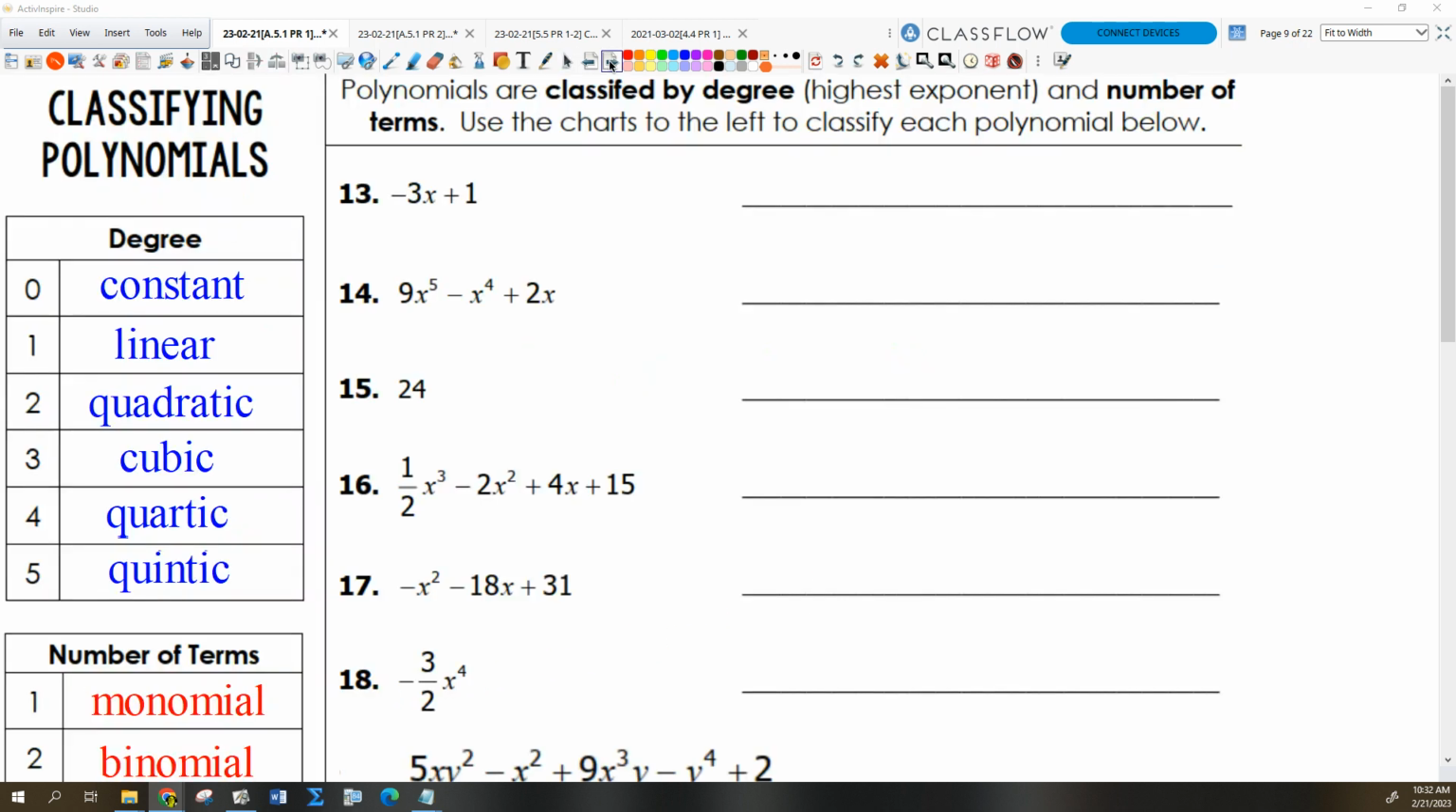Okay? All right, so next step is we've got to get a little better at describing these things. So we always classify polynomials in two ways. There's two parts to the name of a polynomial. We classify by degree and we classify by the number of terms. So these are the specific words we give to polynomials based on the degree of the polynomial. And what's the degree again? How do we determine the degree? Not the coefficient. How many terms?